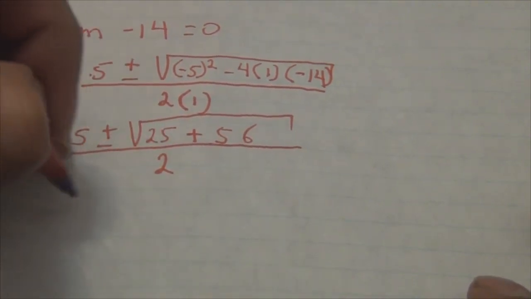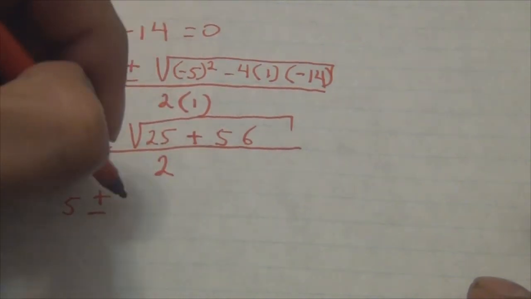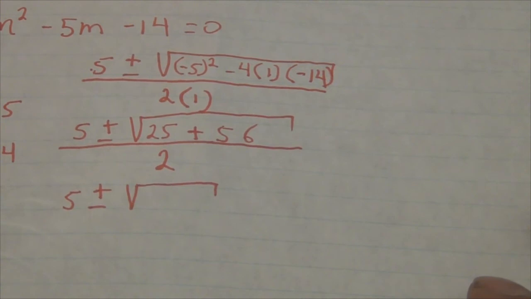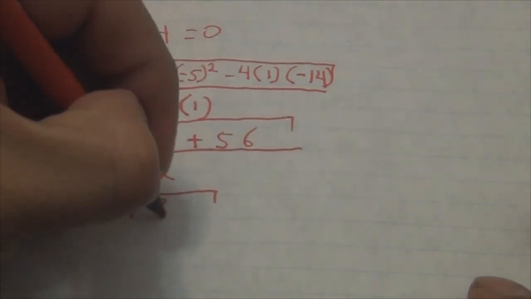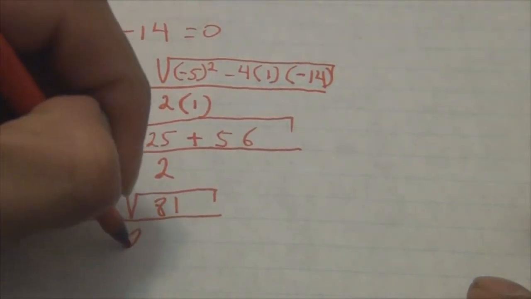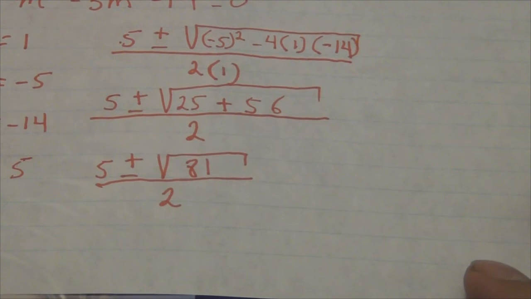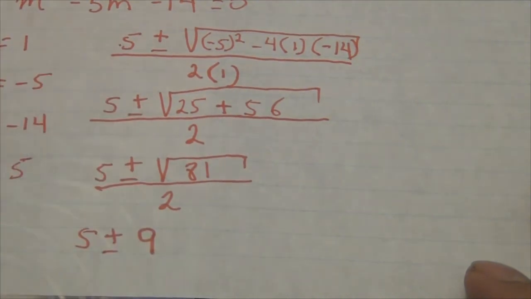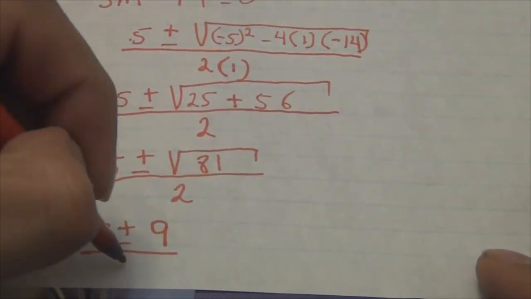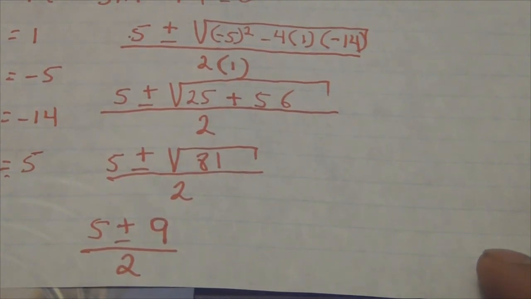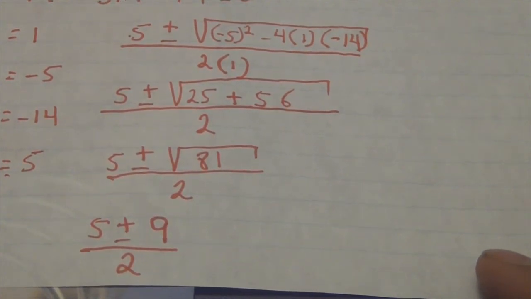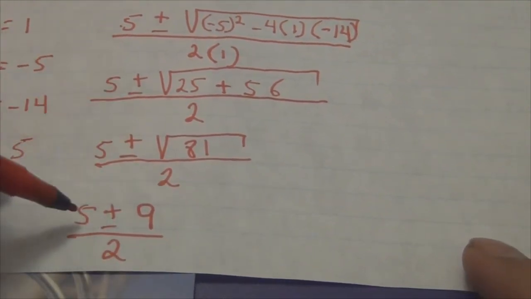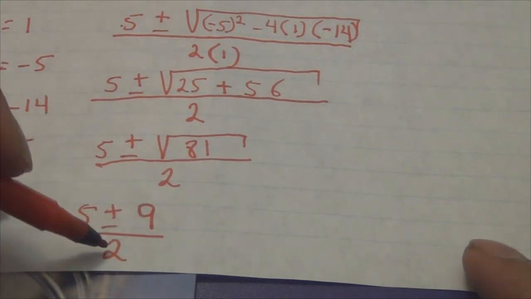Alright, so bring down again the 5 plus or minus the square root of, what is 25 plus 56? That is 81, divided by 2. Okay, 5 plus or minus the square root of 81 is 9, divided by 2. Okie dokie. Now, in the next problem, I'm going to show you something else. So let's see now. 5 plus 9 is 14 divided by 2.